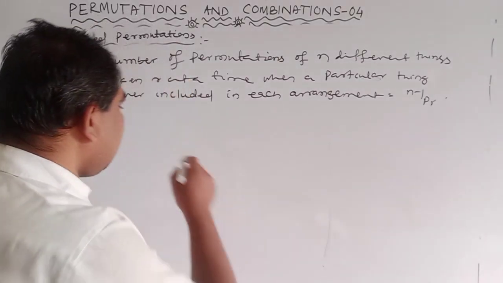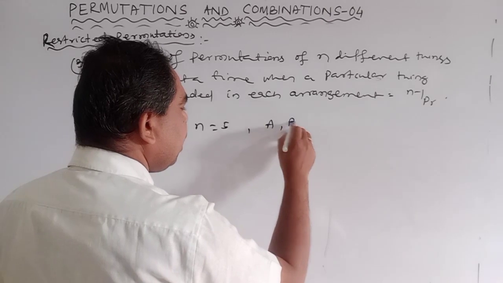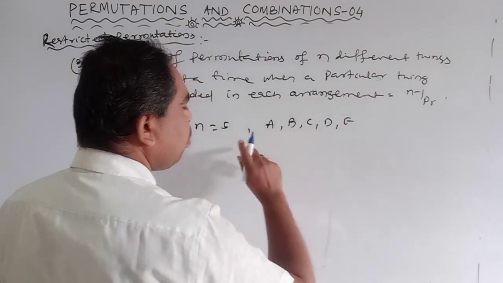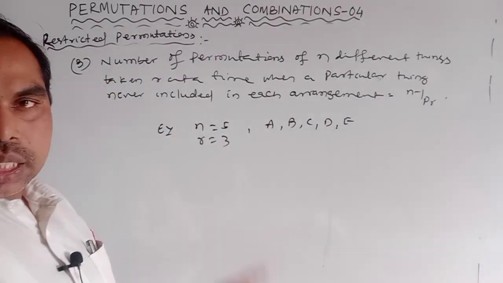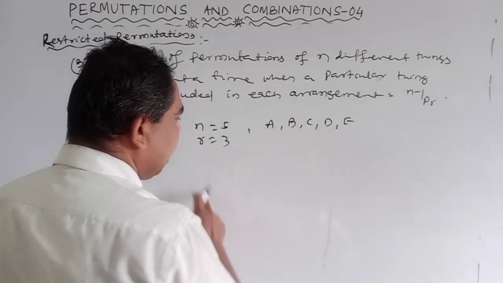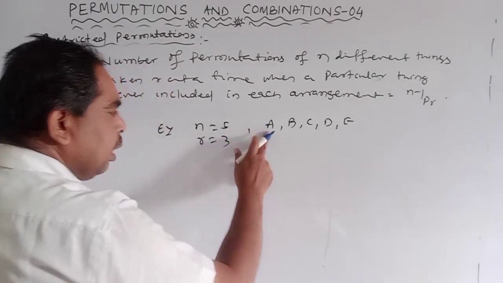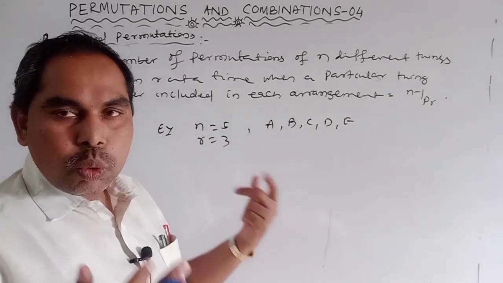Example: n is equal to 5, suppose A, B, C, D, E. There are 5 letters. R is equal to 3, taking 3 at a time. Okay, so A, a particular A, is never included in each arrangement.